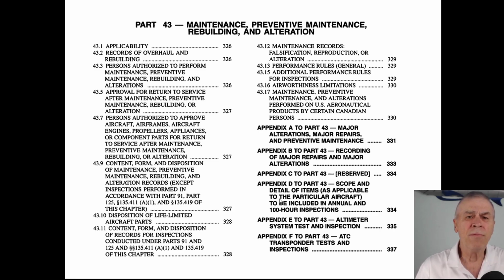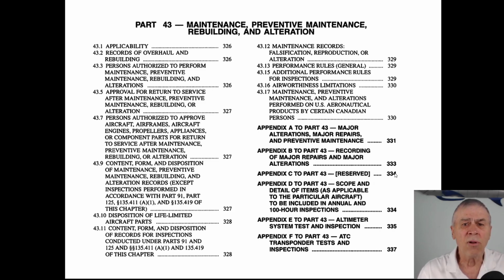And here are the appendixes attached to this. You'll see these more than once. Early on, you may have been tested on what constitutes a major repair or a major alteration, and you were referred to Appendix A for help on that. And how do you record the items for major repairs and major alterations? That's a whole appendix by itself. Appendix C is reserved. D is our checklist. It's the detail of items in a particular aircraft to be included in an annual or 100-hour inspection.